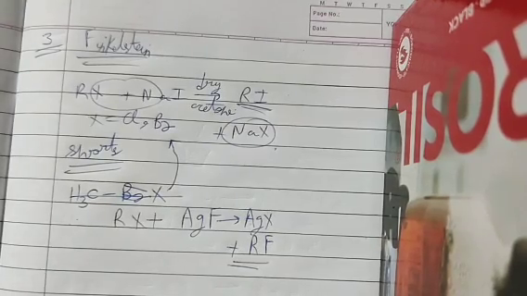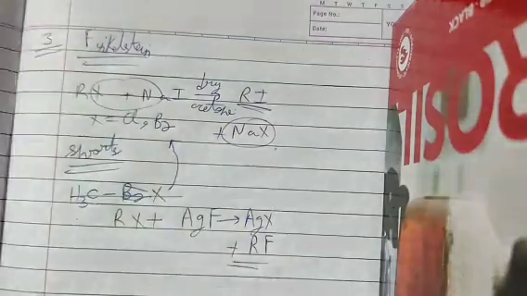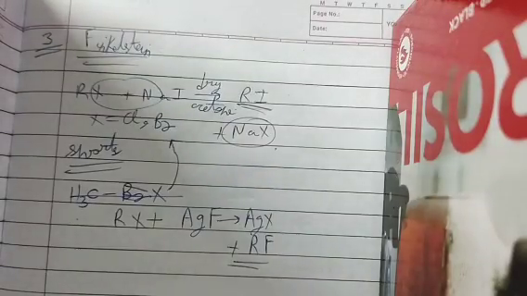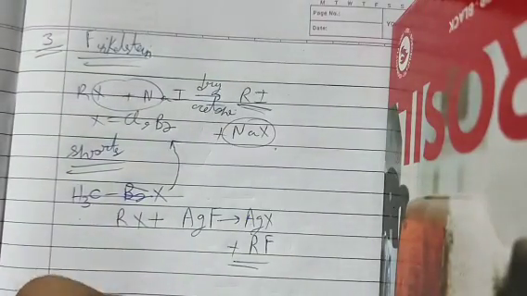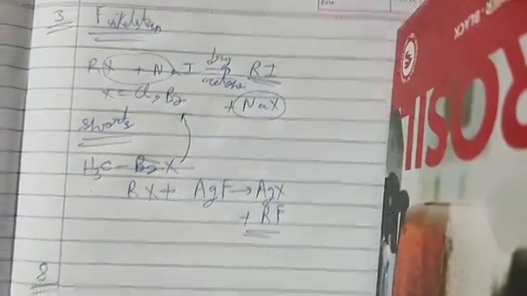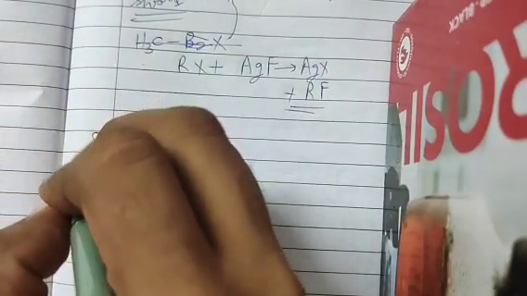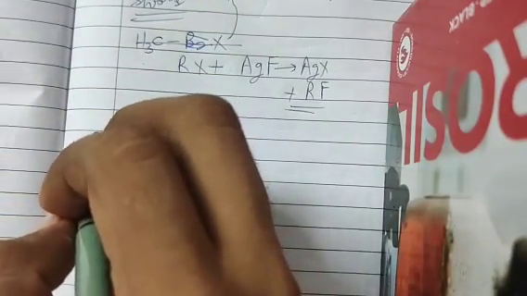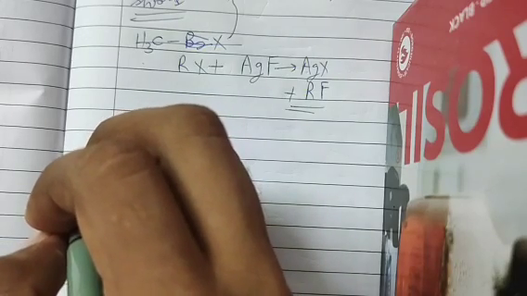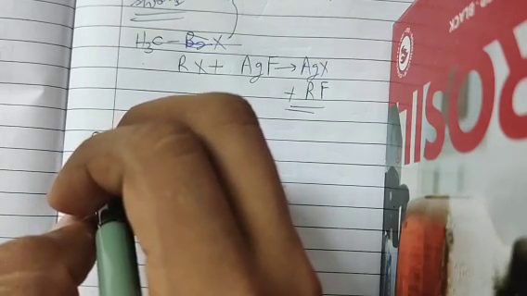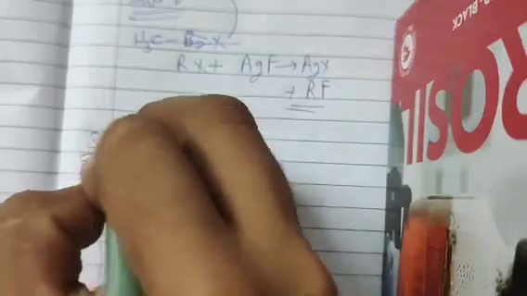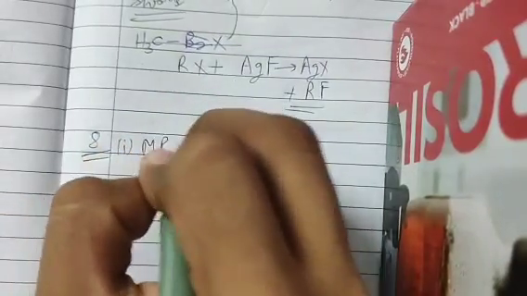Next we are moving on to the physical properties. Eighth is our physical properties. So for alkyl halides we are going to study the physical properties. In this we are basically studying the melting point, boiling point, density and solubility. Melting point and boiling point.